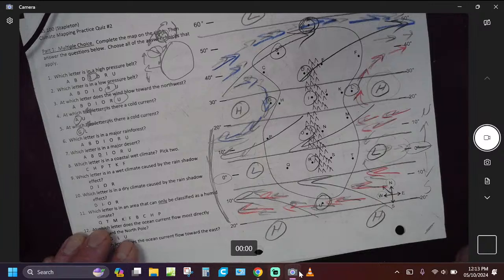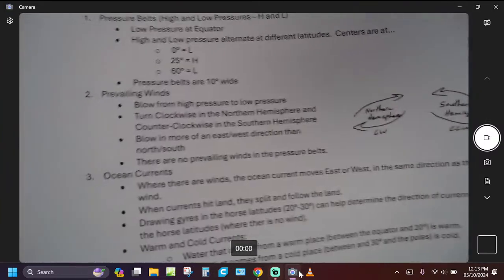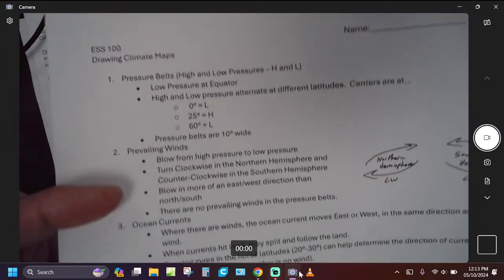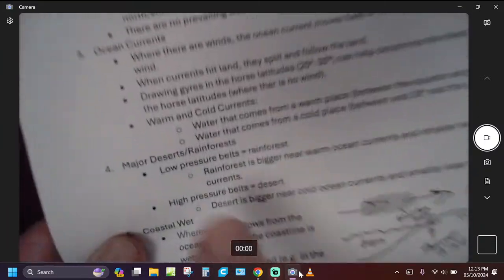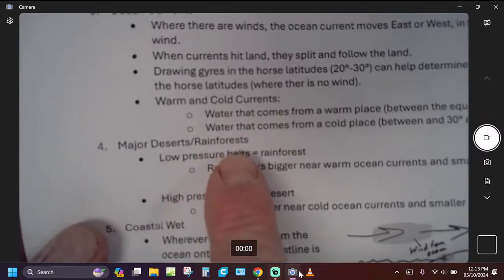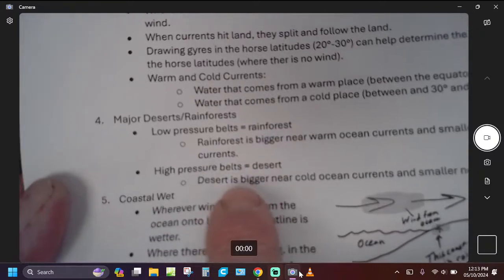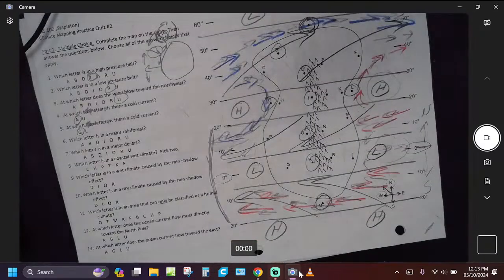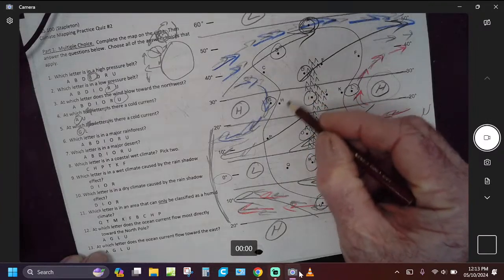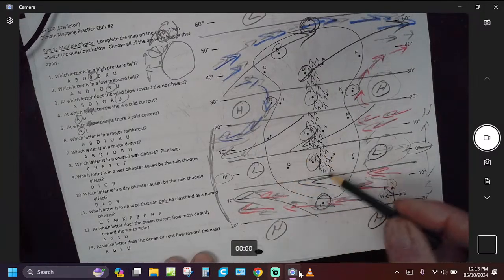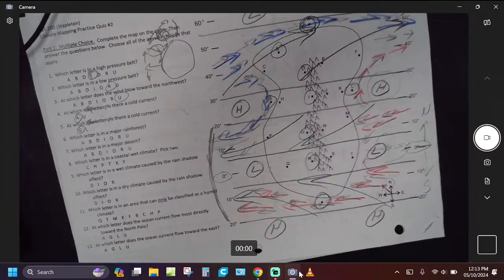All right, now there's this sheet which you can use for practice, but you can't use on the quiz. I did the pressure belts, I did the winds, I did the ocean currents. Now I need to do the major deserts and the rainforests. So it says here low pressure equals rainforest. High pressure equals desert. So if you wanted, you could just make all this land dry, and you could make all this land wet, and you'd be okay. You'd do fine on the quiz.